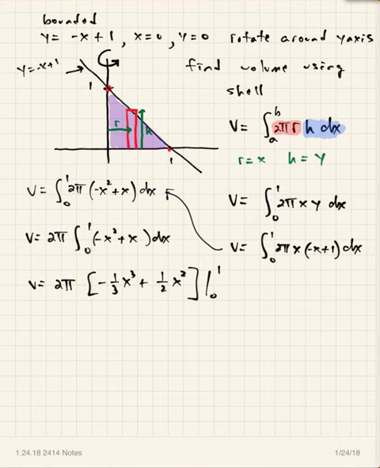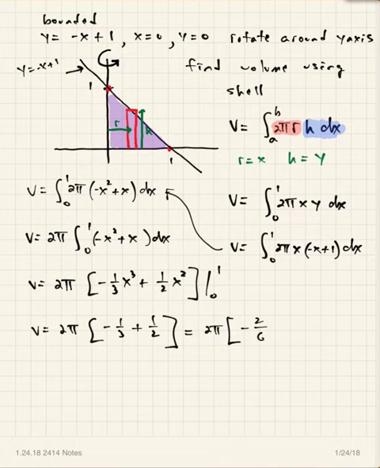This one's really easy compared to some of the ones we've done where the arithmetic was horrible. Put the 1 in there and you just get negative 1/3 plus 1/2. Put 0 in there and you get 0. And then finally you get a common denominator to add those together there, and you get, what's that? That's going to be negative 2/6 plus 3/6. So you get 2 pi times 1/6, or pi over 3. That'd be pi over 3 cubic units.